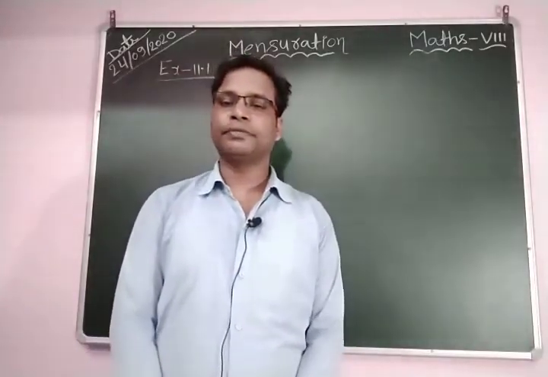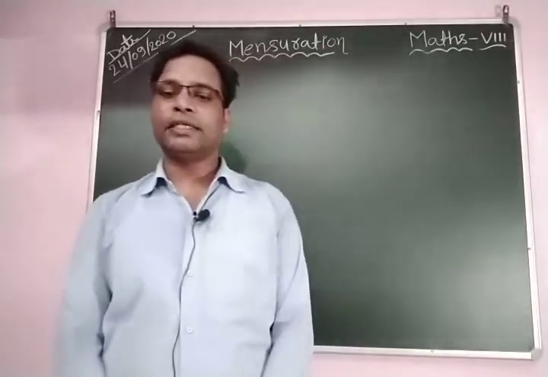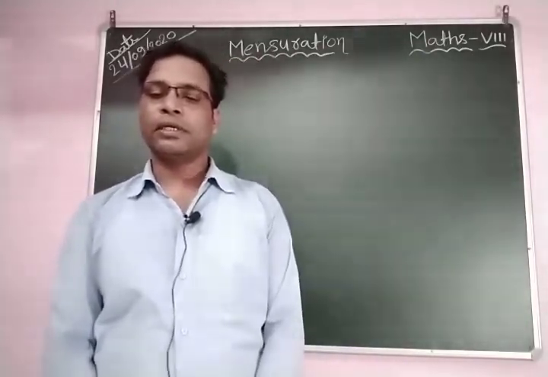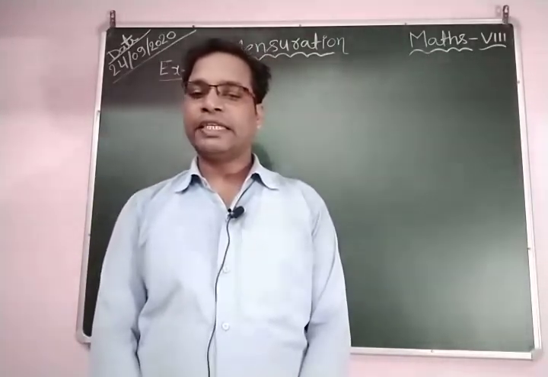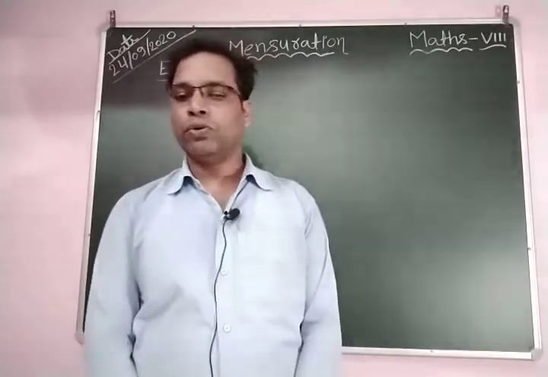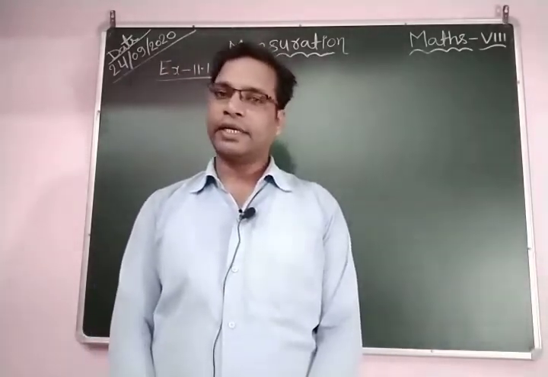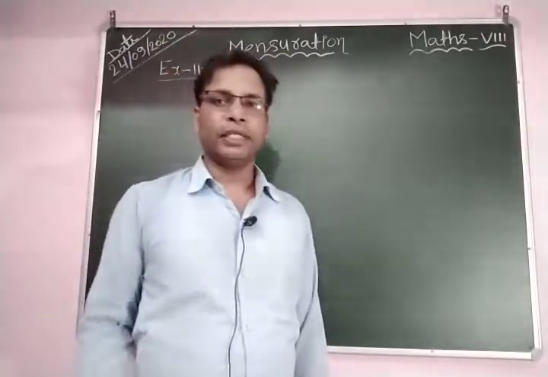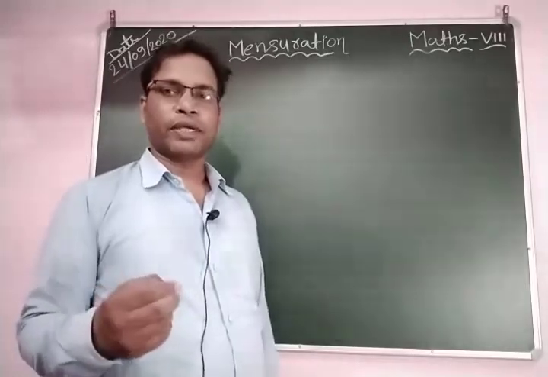The next question is that a rectangle is 16 meter long and 9 meter wide. Find the side of a square whose area is equal to the area of the rectangle. Okay, so here it is given that the area of the rectangle is equal to the area of the square.